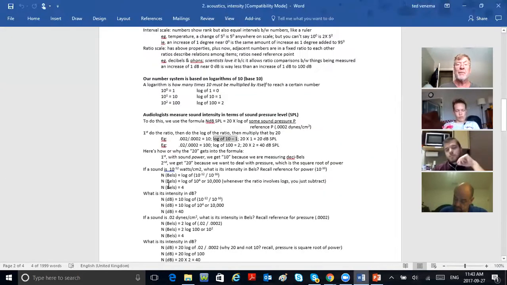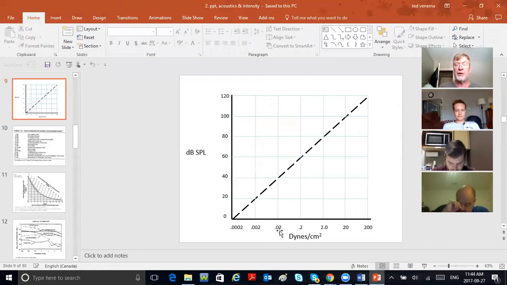Back to your paper. If you have 0.02 dynes per centimeter squared, what is that in decibels? Well, 0.02 divided by 0.0002 equals 100. What's the logarithm of 100? How many times does 10 have to be multiplied by itself to equal 100? Twice, 10 times 10. So the logarithm of 100 is 2. What's 20 times 2? 40. And if you look over here, 0.02 is 40 decibels.